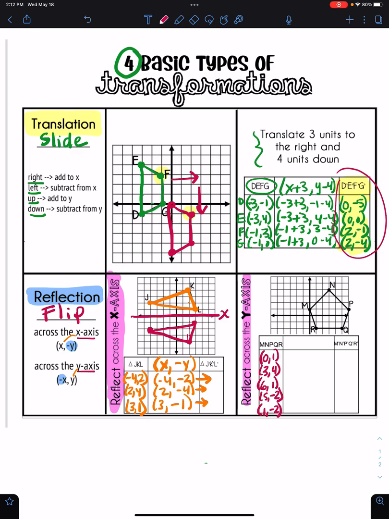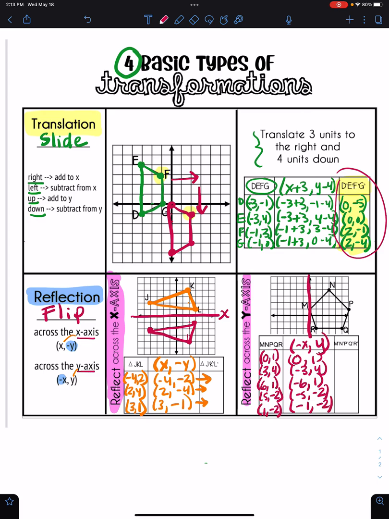So if we're reflecting it over the y-axis, we're going to keep y the same and do the opposite of x. The opposite of 0 is just 0. The opposite of x, keep the y. The opposite of x, keep the y.